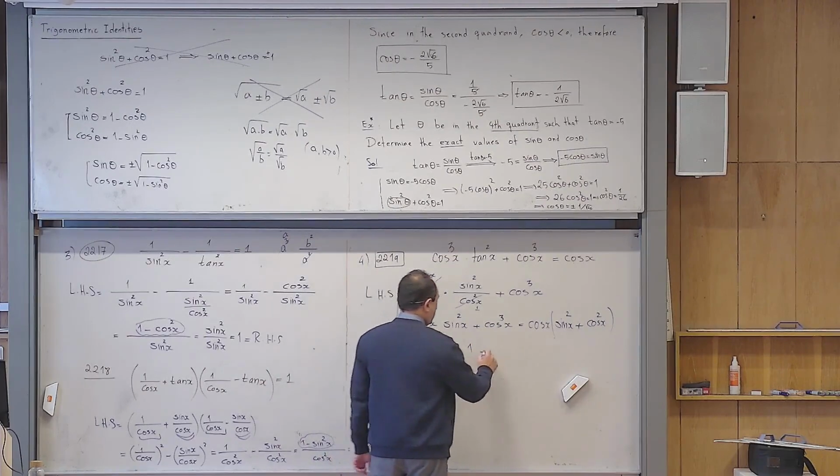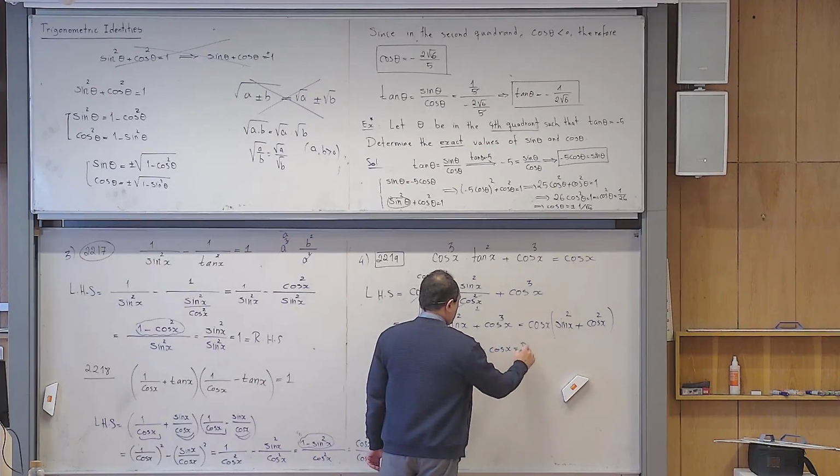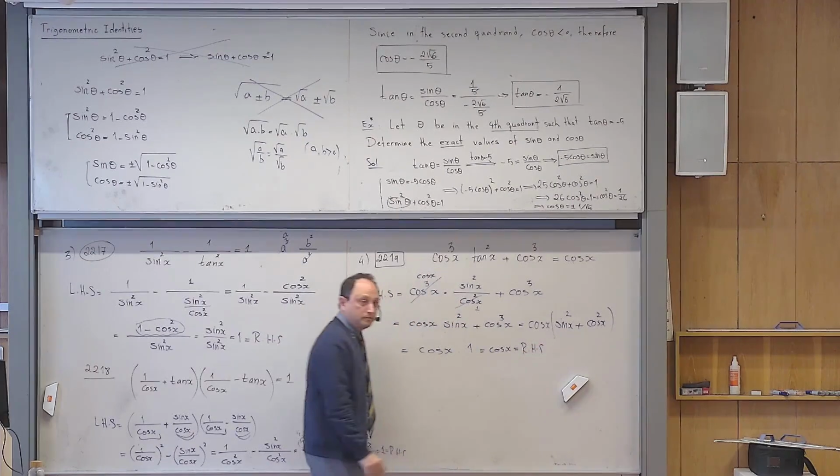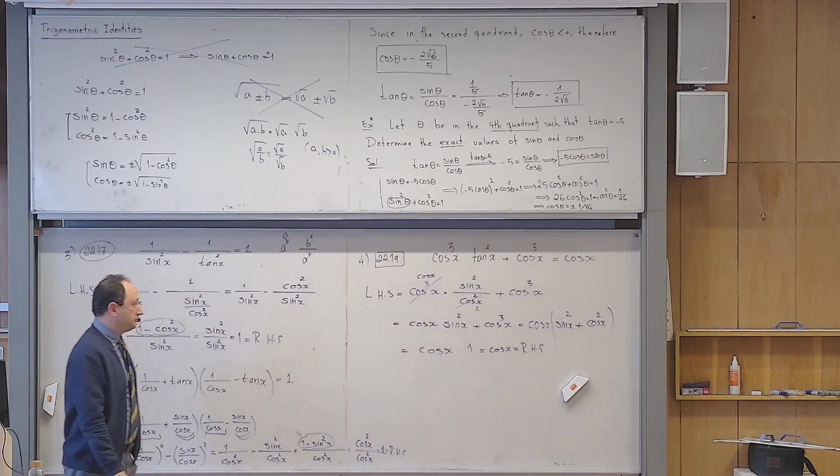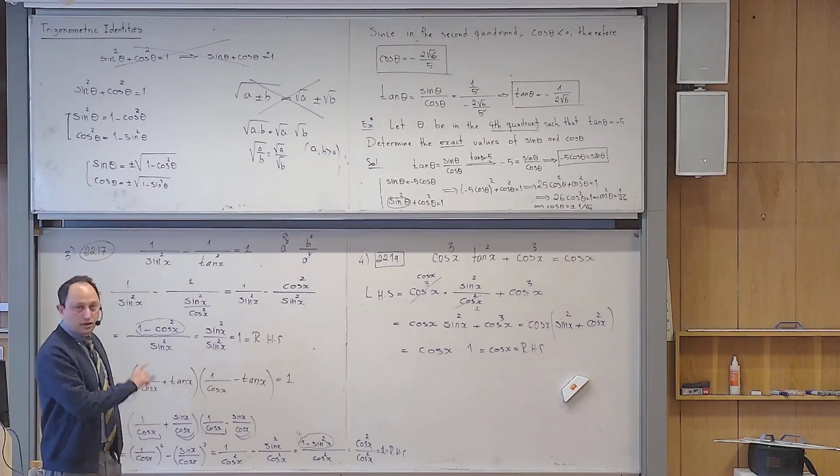Cosine x times 1 is what? And that's equal to the right-hand side. Yes? Understandable?